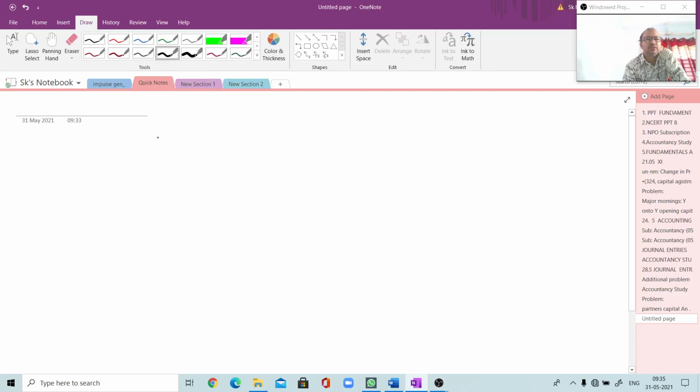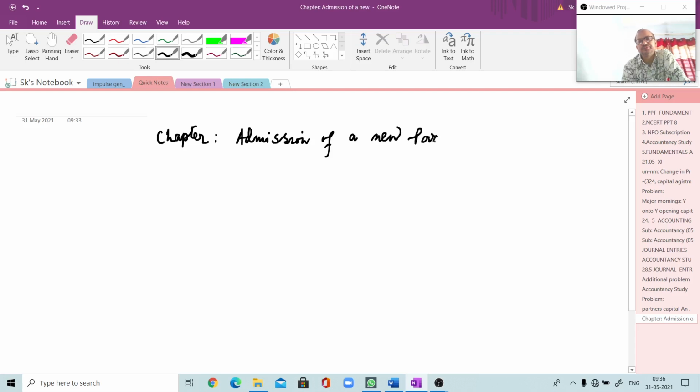Now the chapter: admission of a new partner. In the Partnership Act 1932, there is a provision for admission of a new partner as per the requirement of the existing partnership business.